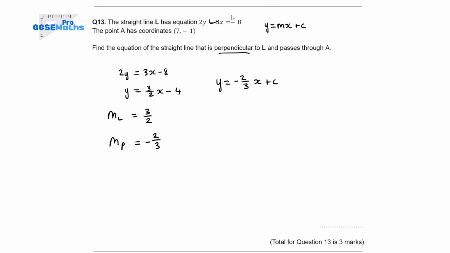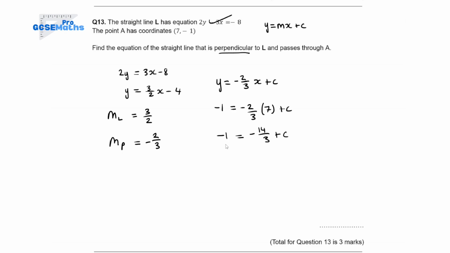Now the only piece of information I haven't used is the coordinates that are on that line. So if I sub in A, just make sure you get it the right way around, minus 1 is y, and then 7 is x. Now again, we have to be really happy with fractions in this case. Multiplying a fraction and a whole number, you just multiply the numerator basically. So that would be minus 14 over 3. And then I'd need to move it across, so I need to add it.